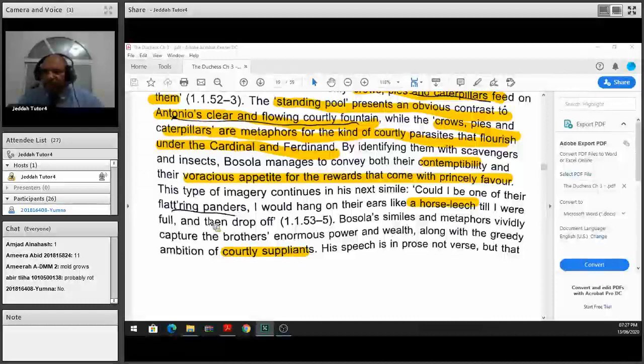So, could I be one of their flattering panders? I would hang on their ears like a horse leech till I were full and then drop off, as you can see.